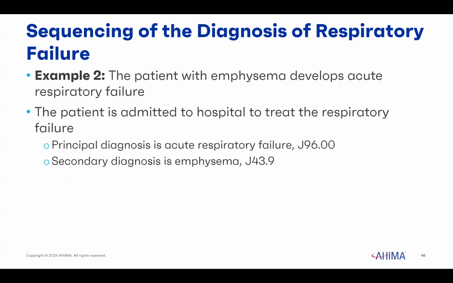Here's another one. A patient with emphysema develops acute respiratory failure. The patient is admitted to the hospital to treat the respiratory failure. Again, why would they admit to the hospital? To treat the respiratory failure, J96.00. Secondary would be J43.9 for emphysema.